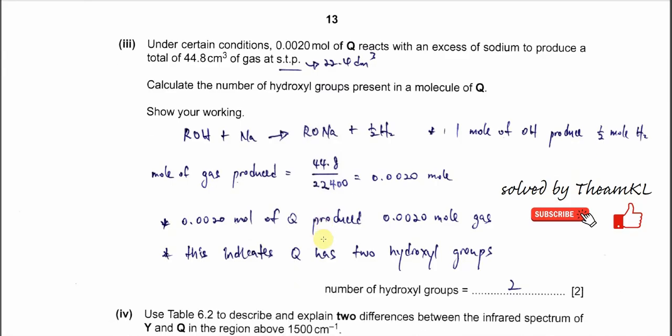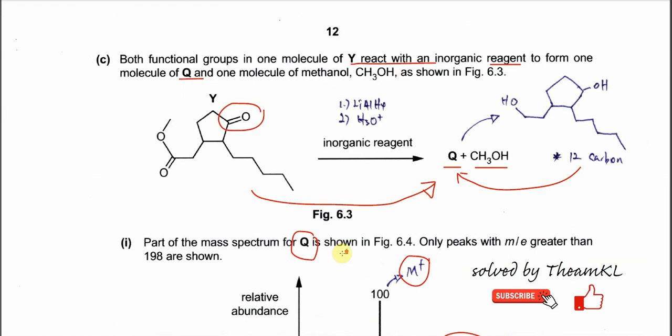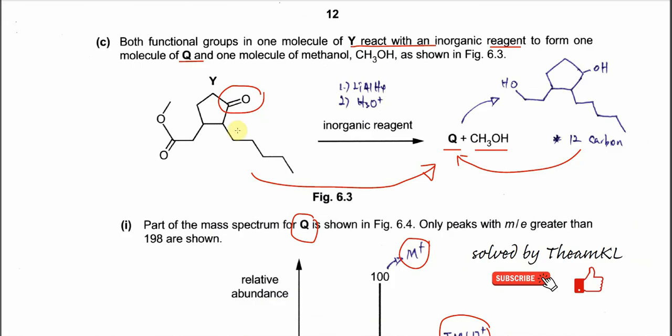Okay, let's move on to part 3. This part 3 is another calculation, for the number of hydroxyl groups. Before we discuss this calculation, it's better to move back to the initial part, then you can understand better here. Just now I mentioned that from Y to form Q, this is not hydrolysis.